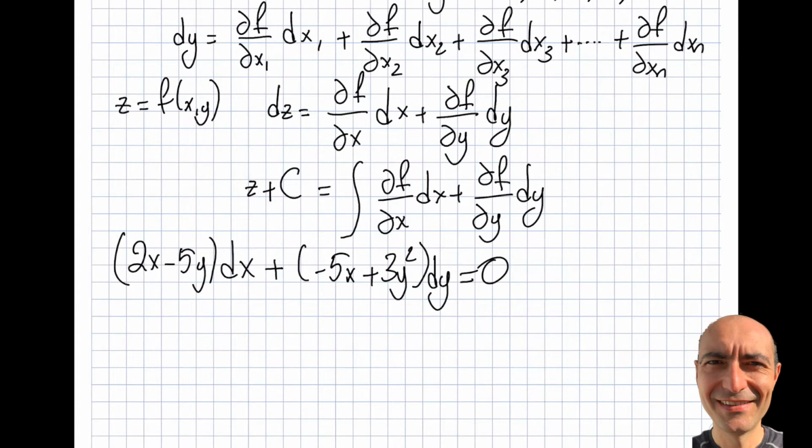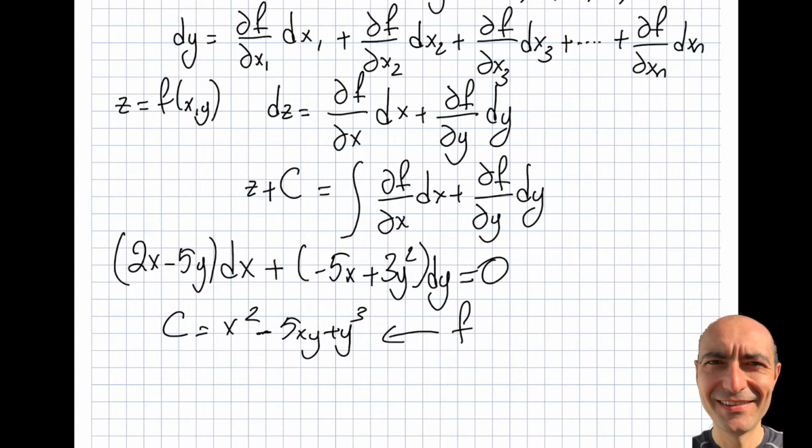Let me give you a hint, and let me write the final answer for you. In reality, here's what it's going to be. The c will be equal to x squared minus 5xy plus y cubed. This will be the solution of it. Now let me take a moment and take a look at it. I said that this is f.